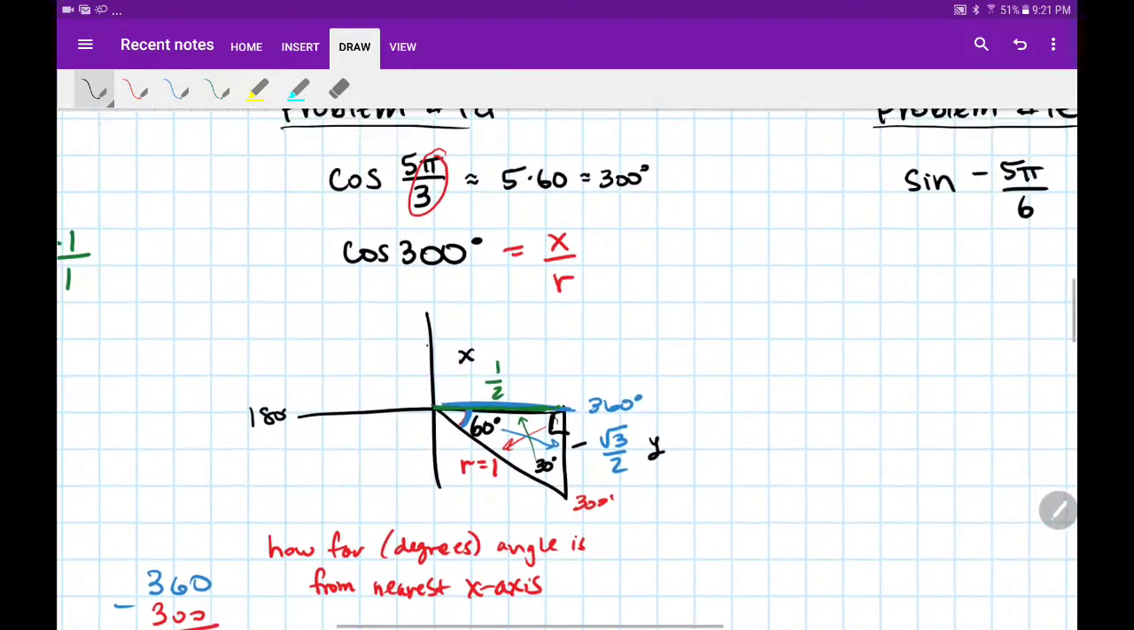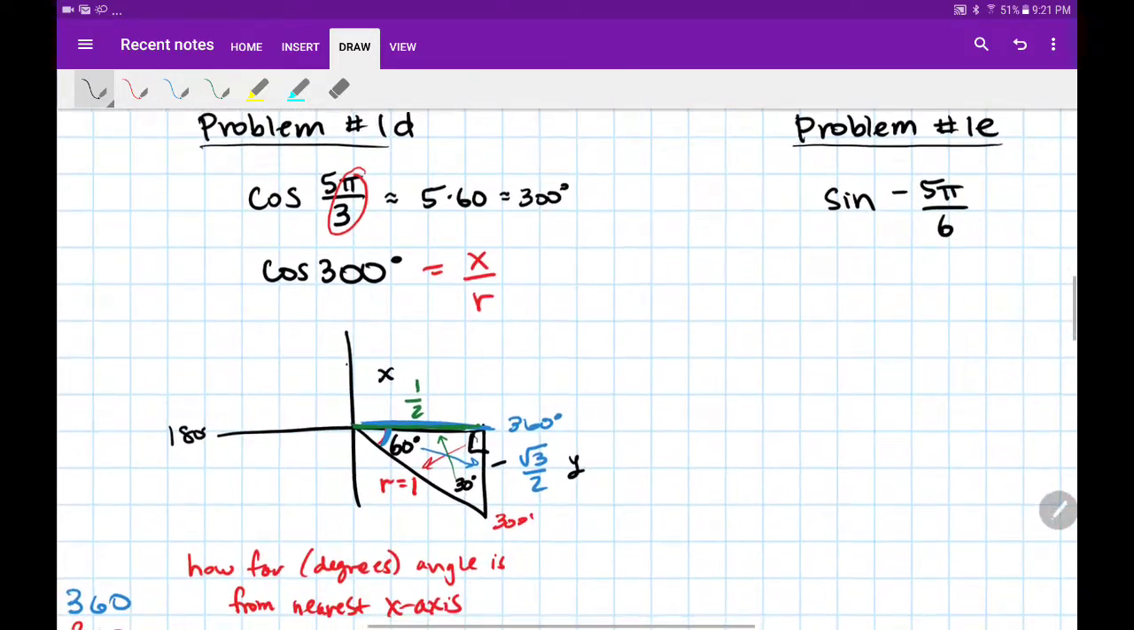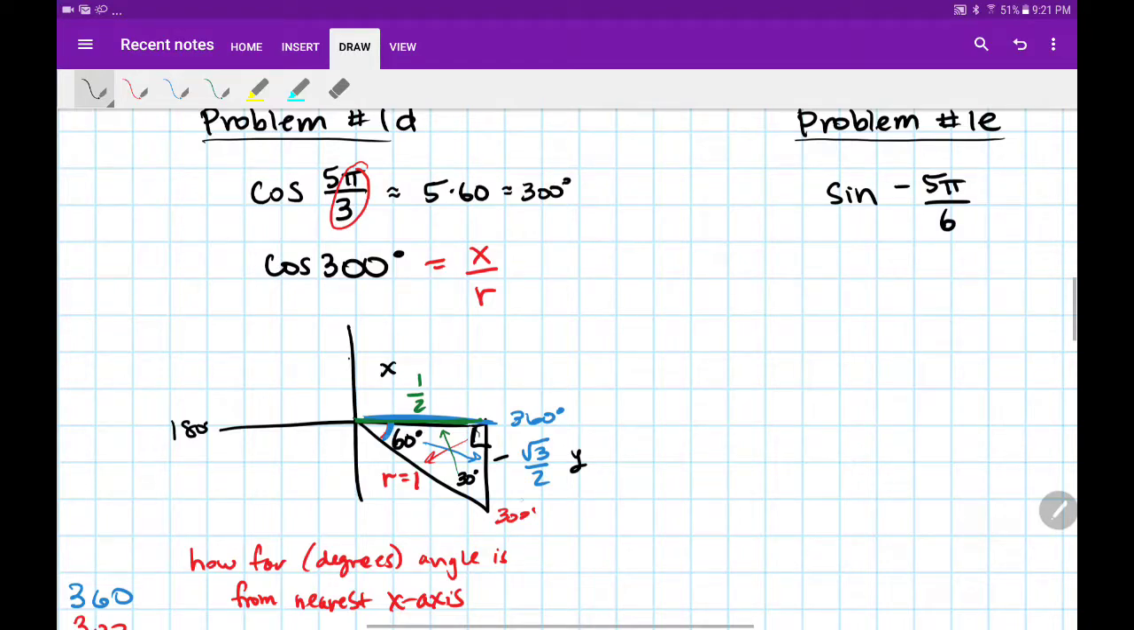So we're almost finished. We've drawn everything we need. We've labeled all the sides, so now we just need to pull from the information that we've drawn out. What is x? Well, according to our drawing, x is 1/2.